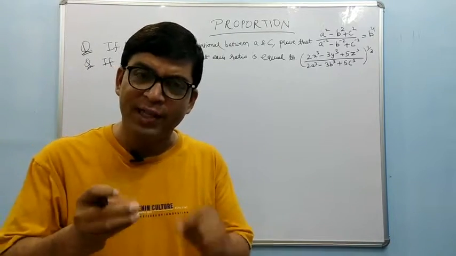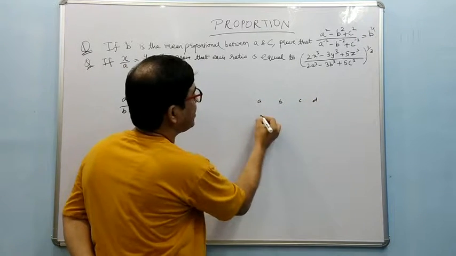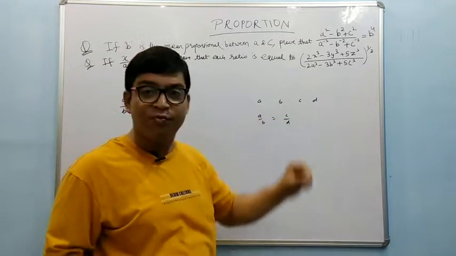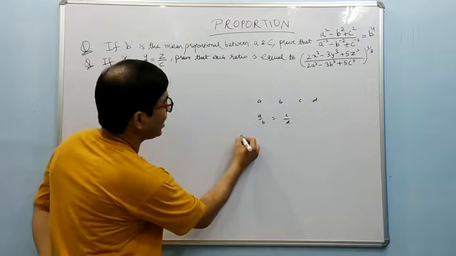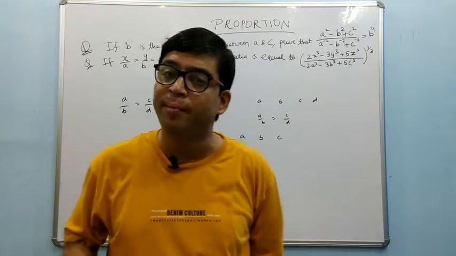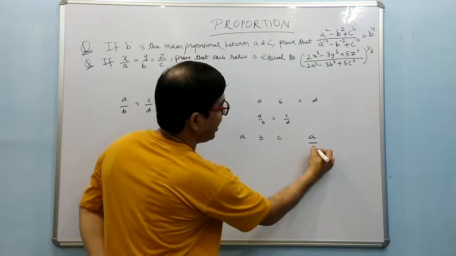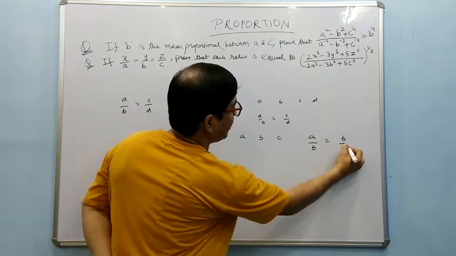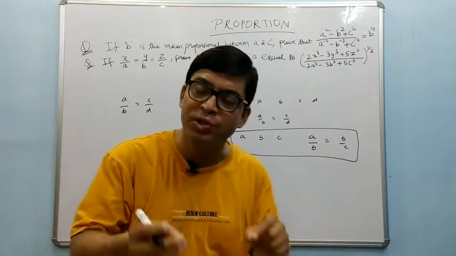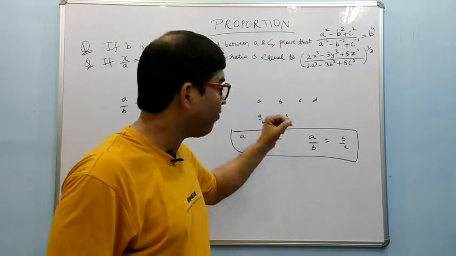Now, different things are given. Four things in proportion: A, B, C, D. We can easily write A by B is equal to C by D. These are the first, second, third and fourth proportionals. Suppose three things are given, A and B, and we need to find the third proportional of A and B. What does this mean? It means first by second is equal to second by third. So for finding the third proportional, we have to proceed in this way. If we need to find the fourth proportional, where four things are given, we have to proceed in this way.